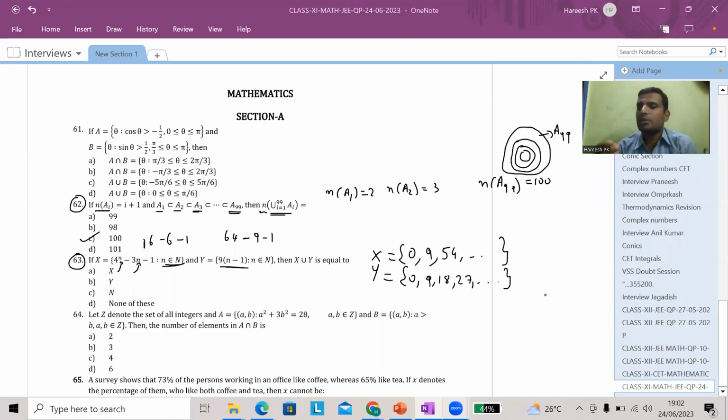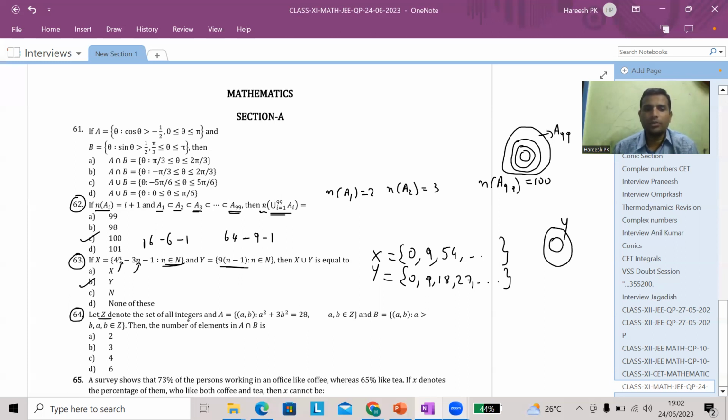So now what is X union Y? It is easy to understand, just like the previous question. Y is a big set, because Y contains all the multiples of 9, but X contains only some multiples of 9. So X is a small set, Y is a big set. So when you take union of both, the answer is going to be Y itself. So again, an easy question.